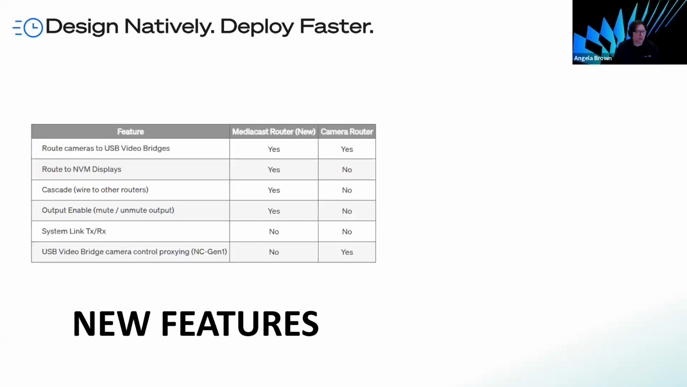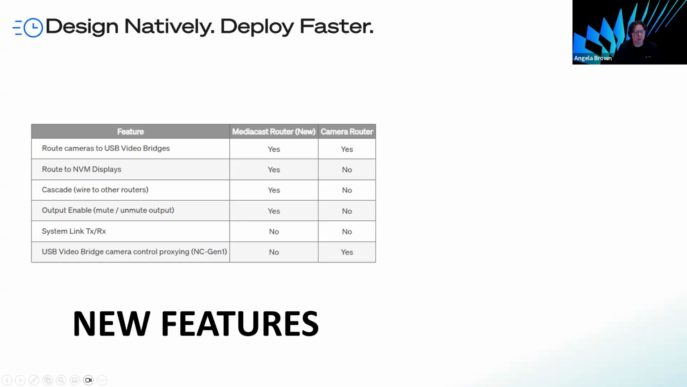So, talking about what the features are of what they can do and what they can't do, a couple of really big things have been added. We can now cascade MediaCast routers, so you can route MediaCast routers to another MediaCast router, and so on and so forth. And then we've added the capability to have NVM connect in and out of our MediaCast routers now. So with the new MediaCast router, you can have a camera coming in, you can have an NVM coming in, you can have all of those things coming in.